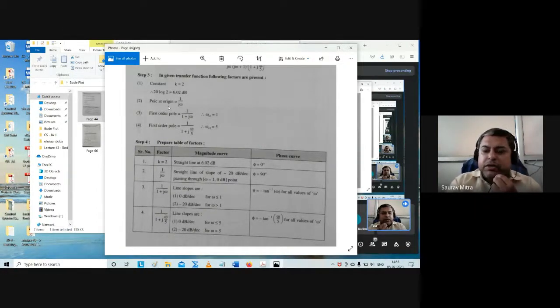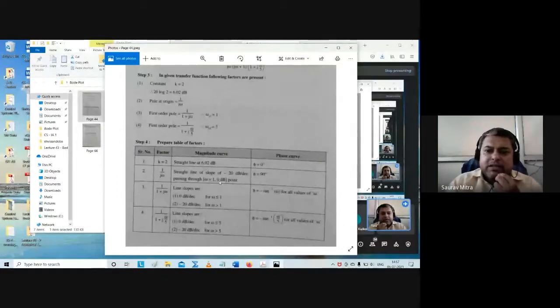Second is the pole at origin, that is 1 by s. It is a straight line of slope minus 20 dB per decade, passing through the omega 1, 0 dB point. So it will start at 0.1 comma 20. The next point is 1 comma 0, and the next point will fall to 10 comma minus 20. All these things are standard.